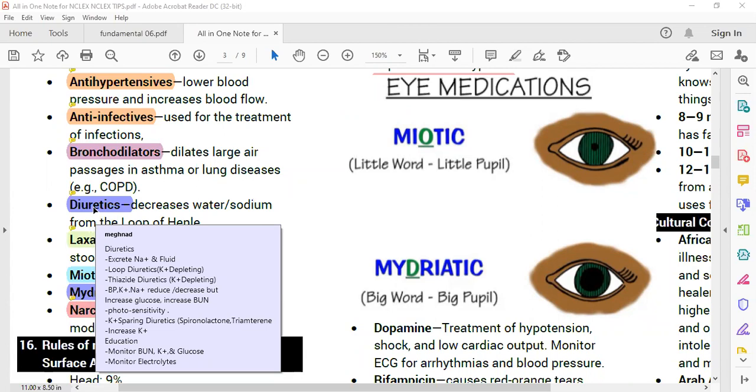Another one is called thiazide. The most popular medication we use is hydrochlorothiazide. It works in the distal tubule.